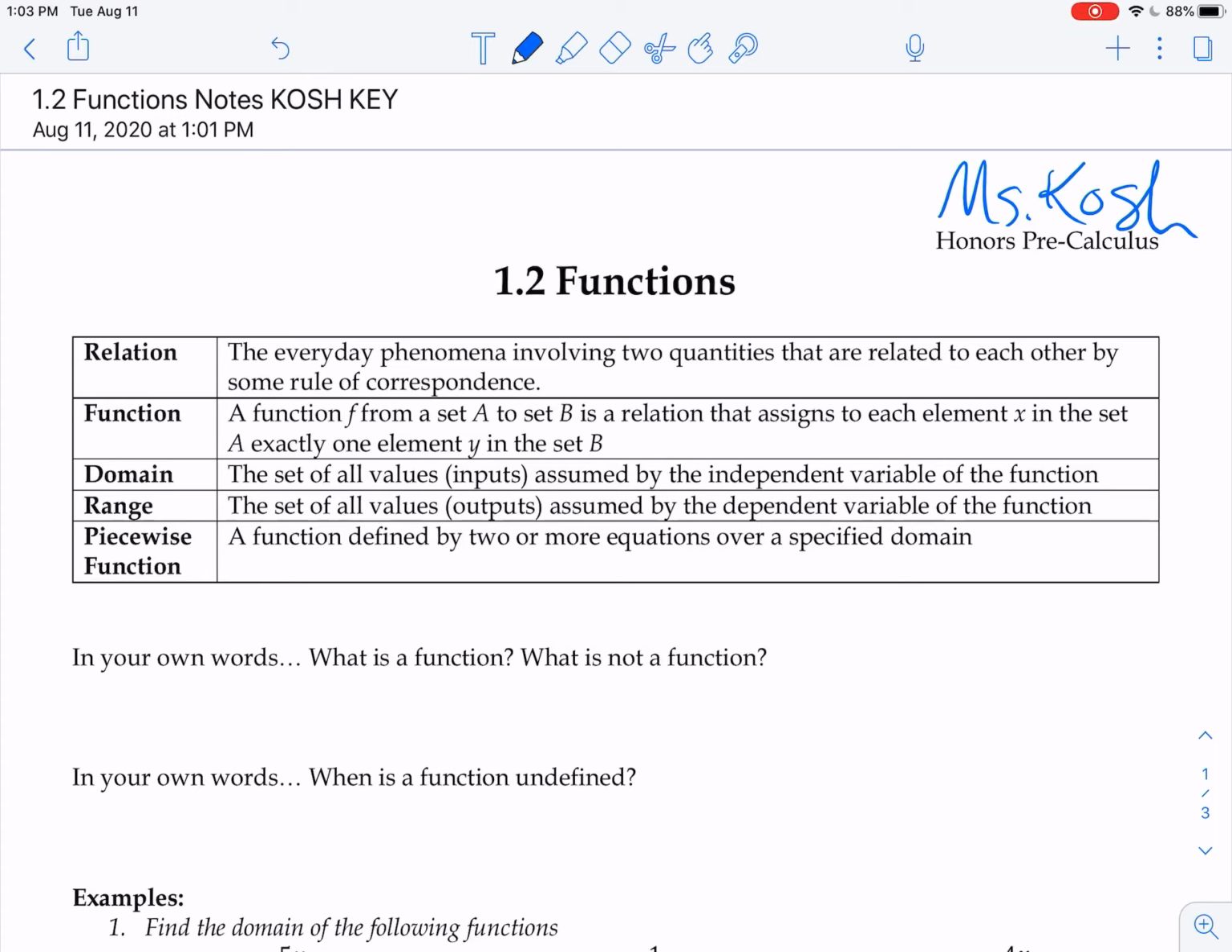On this one, we're beginning with functions. I expect this is a bit of a review for you, but I'm going to teach it like you've never seen it. I just might go a little bit faster. So we talk about the difference between a relation and a function.